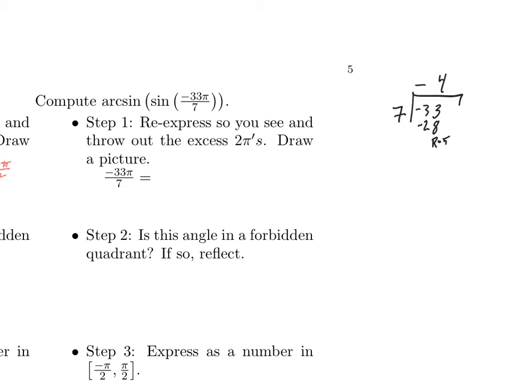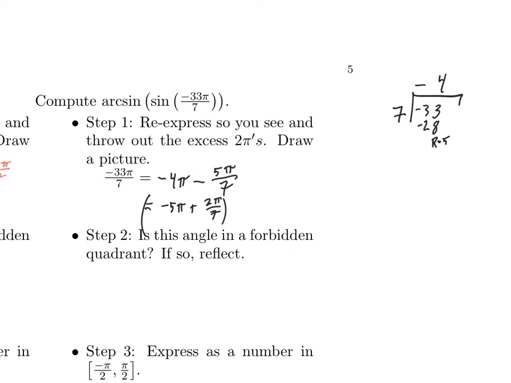So what does that mean? That means negative 33 pi over 7 is the same thing as negative 4 pi minus 5 pi over 7. Maybe instead you did the same division and you got negative 5 pi plus 2 pi over 7. Both are reasonable things to write down. I'll use the top one. So, do I see any excess 2 pi's?